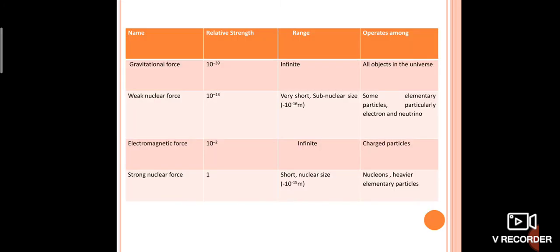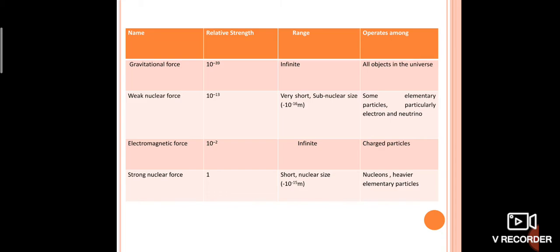These are the four fundamental forces in nature. One is gravitational force of infinite range, and all the objects in the universe are operated by this force. Second one is weak nuclear force. This force is of very short range of 10 raised to minus 16 meter. This force operates between elementary particles, such as electron and neutrino.